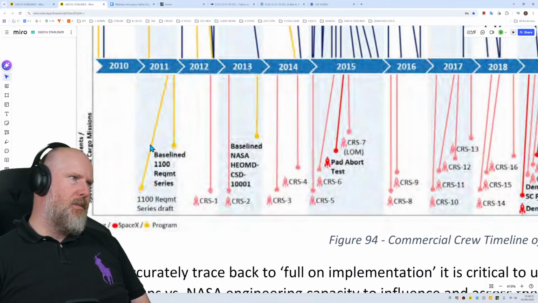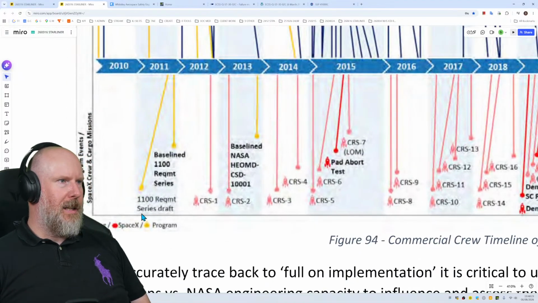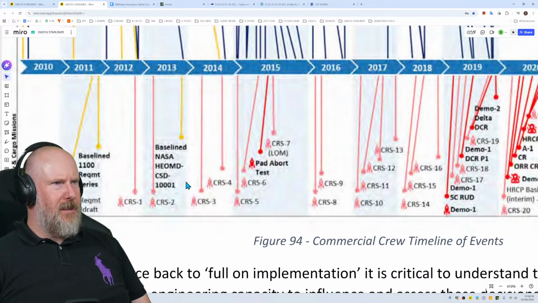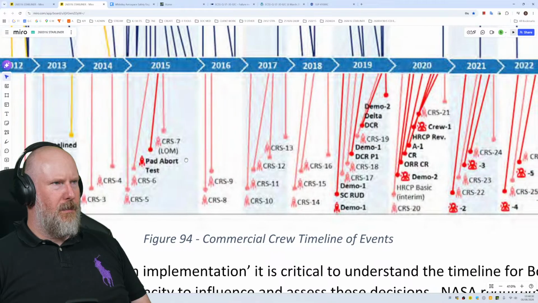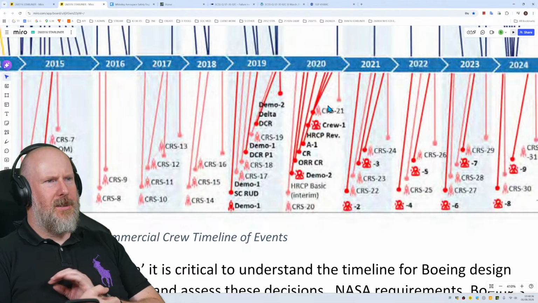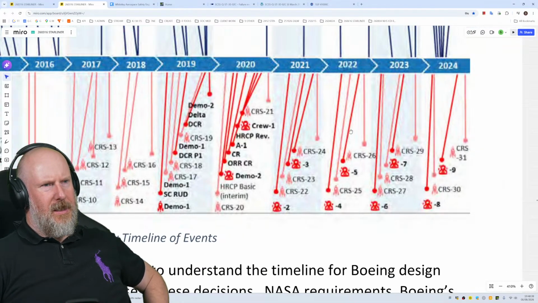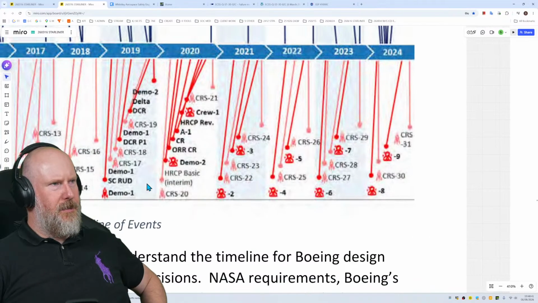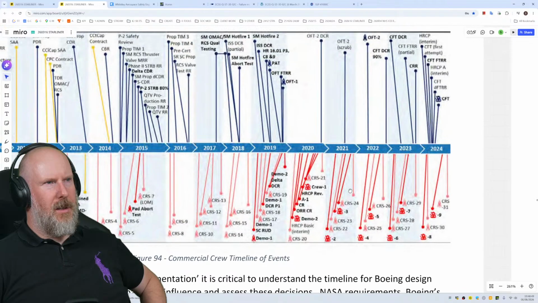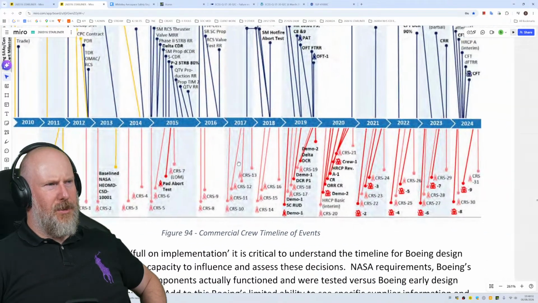And then from a program events perspective, we've got 1100 requirement series baseline, pad abort test. Don't know what all this stuff means. CRS, don't know. Oh, these flights, human flights, are they? Crew 1, Demo 2, Crew 3, Crew 2, Crew 4. Oh, right, so they've done loads of crews. A lot faster as well.